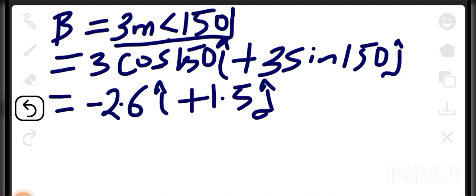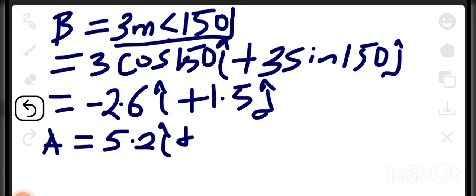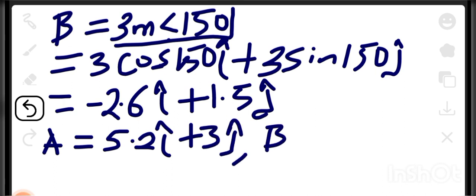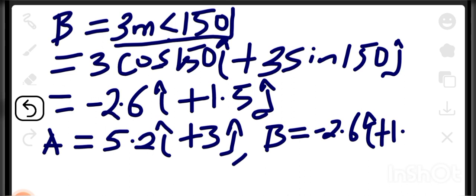Now, this is for b. So our a is equal to 5.2 i plus 3j. B is equal to minus 2.6 i plus 1.5 j.